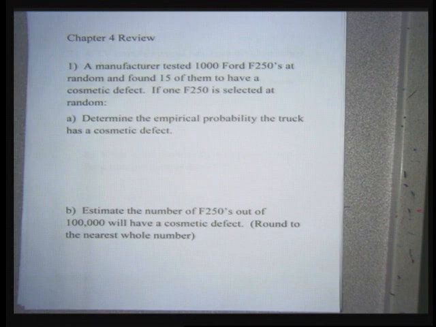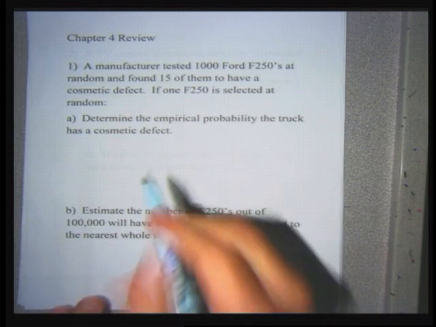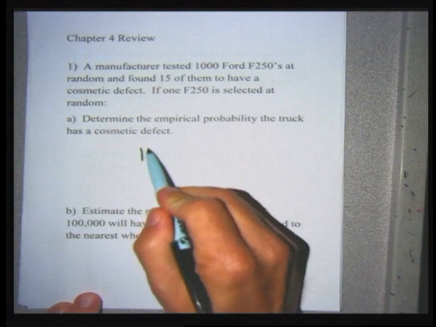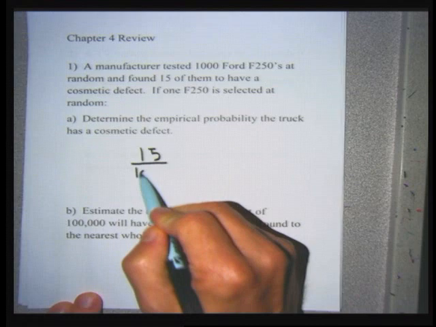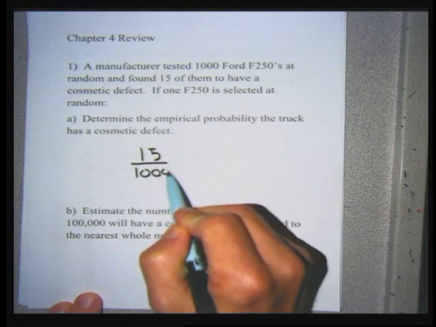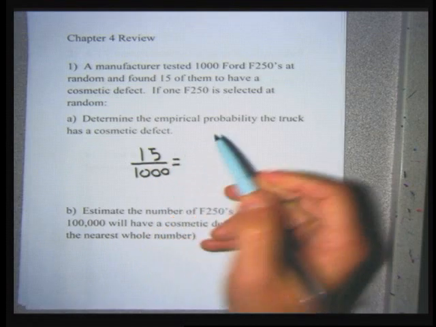So problem 1 is an empirical probability problem, and it says 1,000 Ford F-250s at random were tested. 15 of them had some sort of cosmetic defect. Determine the empirical probability that a truck had a cosmetic defect. Well, it's just the 15 that had cosmetic defects out of the 1,000 that were tested. And more or less for every probability question, we wrote our answer as a reduced fraction. So I'm going to write this as a reduced fraction.